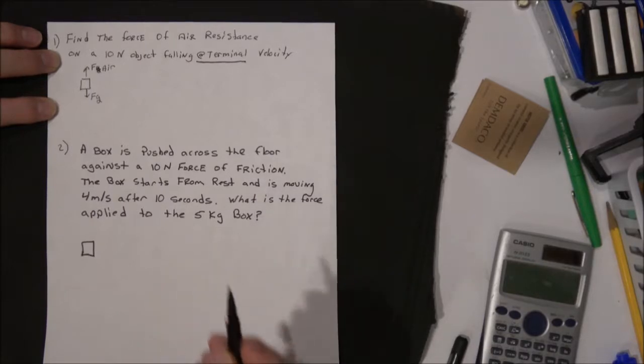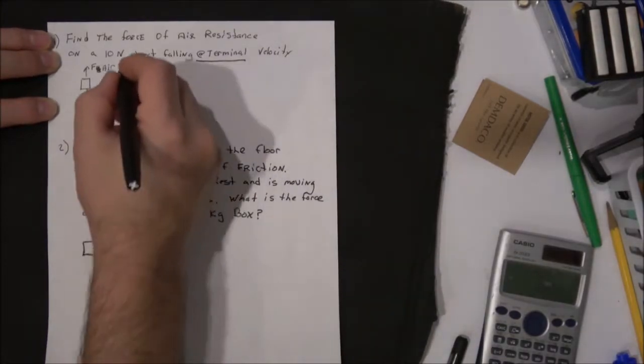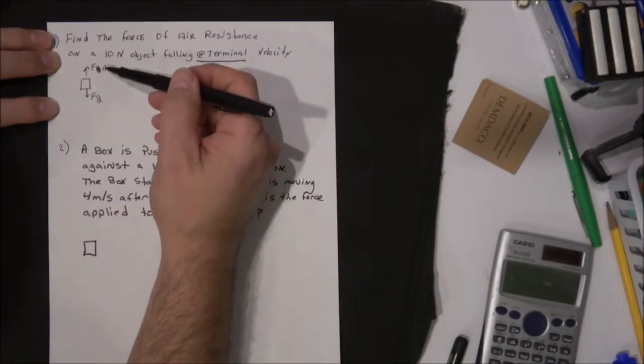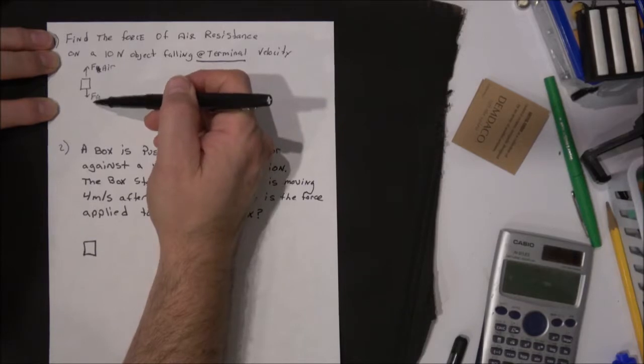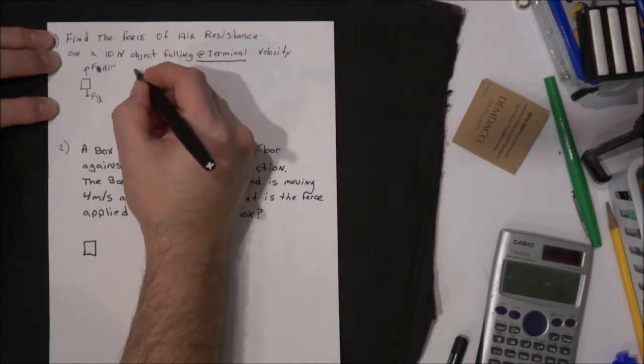So here we go. Let's start out. We first start out with writing out our F-net equation. We've already established the diagram where we have force of air pointing up and force of gravity pointing down. So the next task is to write the F-net equation. So we write F-net.